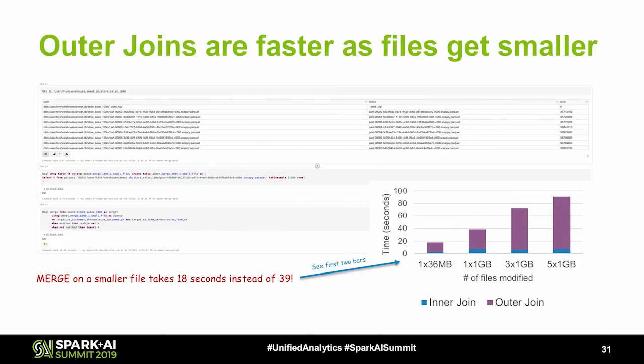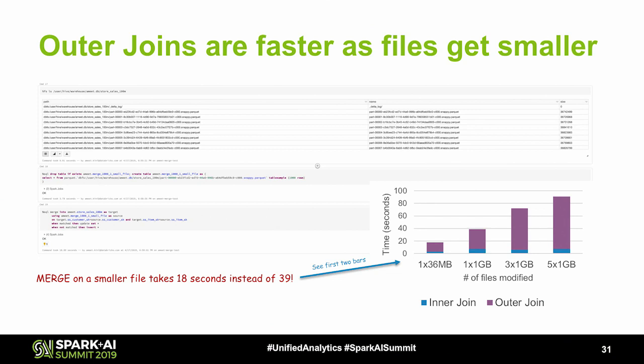So outer joins are faster as the files get smaller. And I wanted to show you by how much. So here, focus on the first 2 bars. Again, I'm merging 1,000 rows in both cases, and I'm touching 1 file. But in the left case, I'm touching a fairly small file, and in the right, a fairly large file. And as you can see, in the small file case, it's twice as fast.